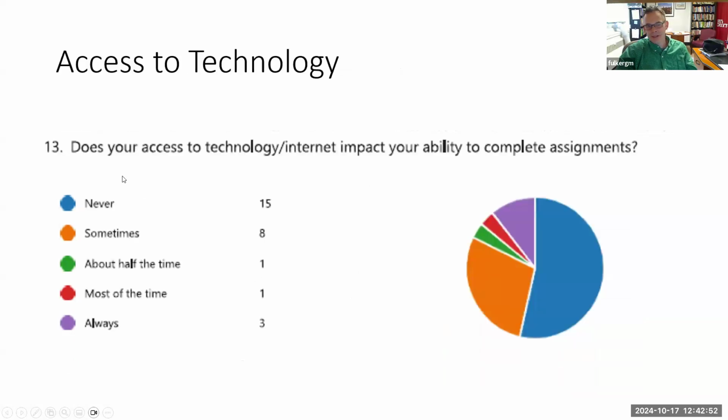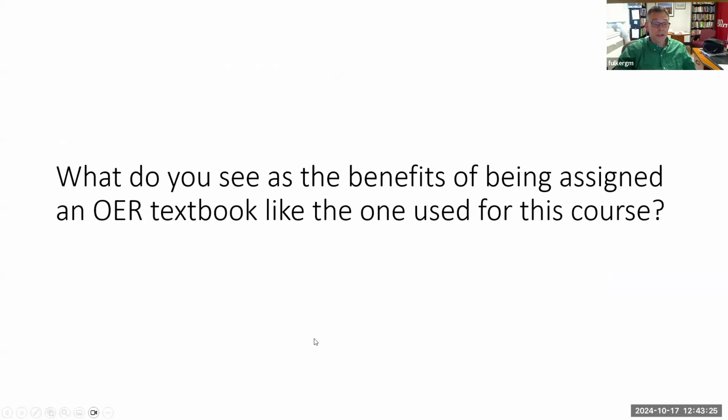And then: does your access to technology or internet impact your ability to complete assignments? About half said never, but access to technology and the internet was a factor for a sizable group, almost a third of our students. So it's something to keep in mind, especially if you're teaching an online course on a compressed schedule, say a 3 to 5 week course or something like that, that can really get in the way. Something to be cognizant about, since everything is digital. It's something to keep an eye on.